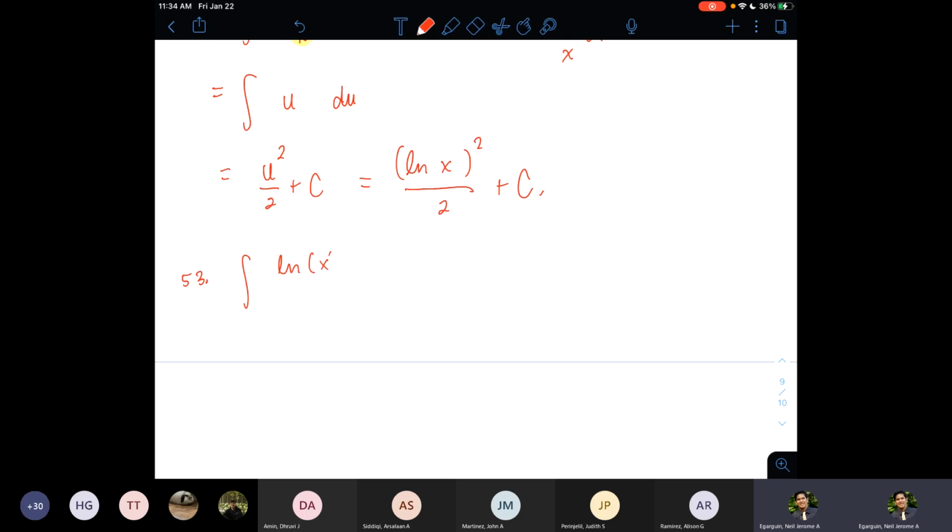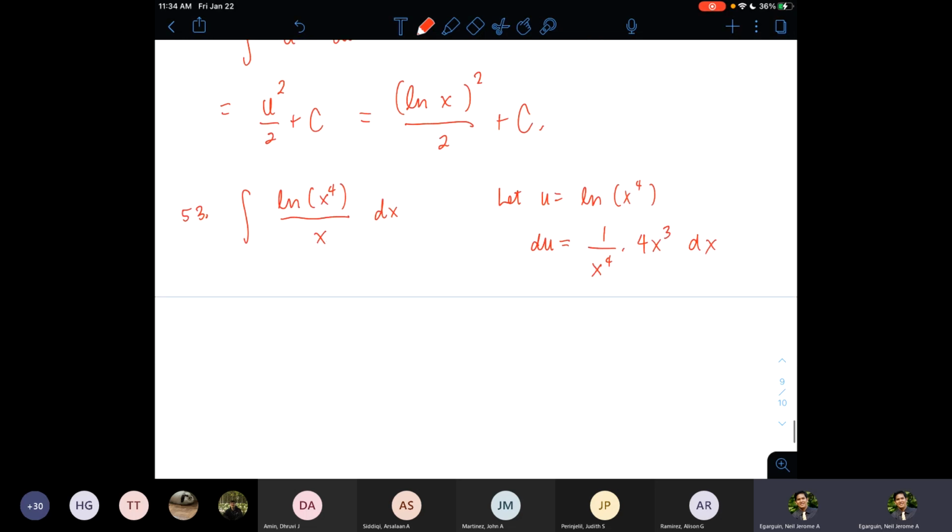So this is ln of x to the fourth all over x. This is a bit tricky. This is very similar to problem 51, but here letting u be equal to ln of x to the fourth will not straight away answer our problem, because if you take the derivative, or will this answer our problem? Let u be equal to ln x to the fourth. The derivative is 1 over x to the fourth times 4x cubed dx, right? I need to use the chain rule here.